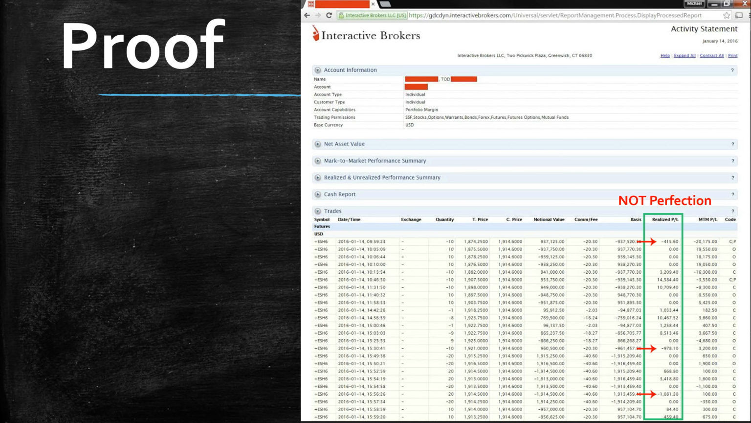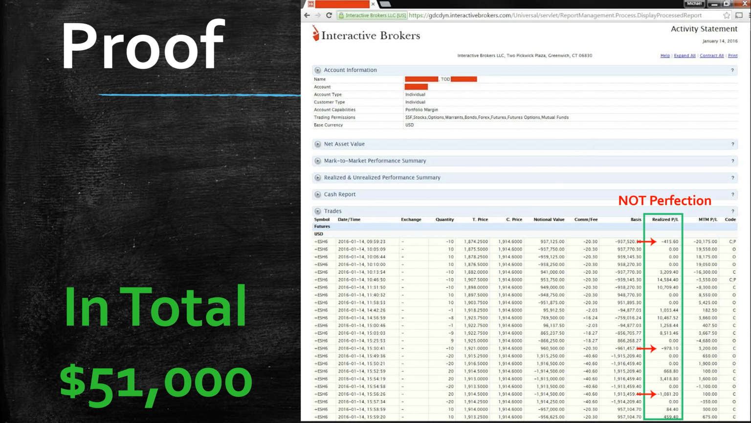The one thing to note is that he's not the perfect trader. None of this is about being perfect. He took losses, but the key thing with those losses, he kept them controlled. He kept them managed. So risk control, very, very important. But if you were to add all that up, that's $51,000 in total.